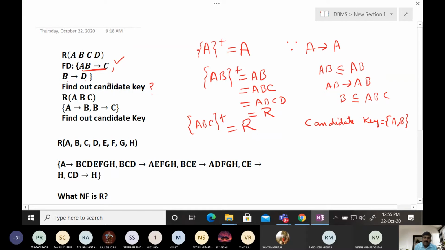Now tell me the normal form of this relation R. Yes, sir. What is the normal form of this R?